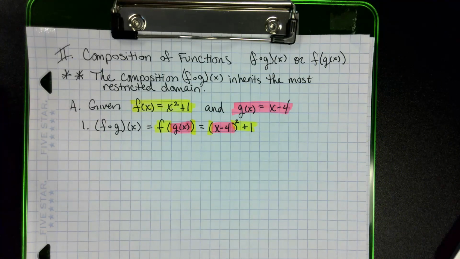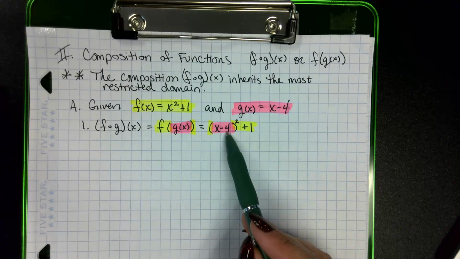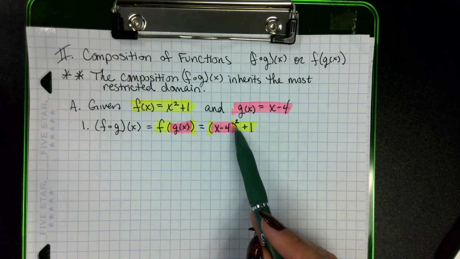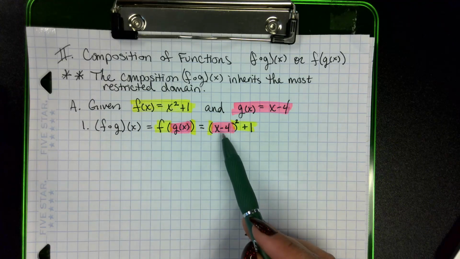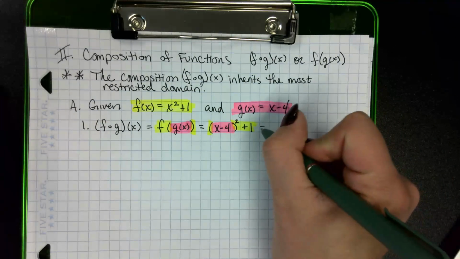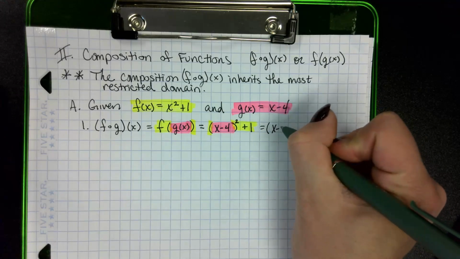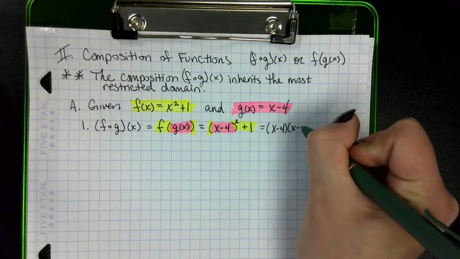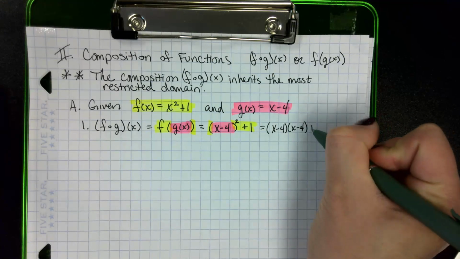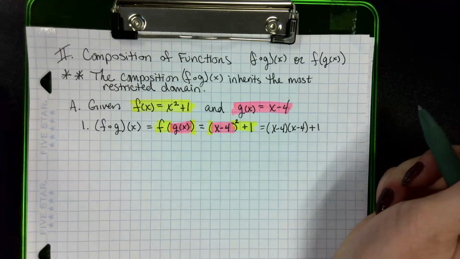Then I need to simplify this. So I have x minus 4 squared, so I need to FOIL x minus 4. I'm just going to write it next to each other: x minus 4 times x minus 4, and then plus 1, because don't forget about the plus 1.